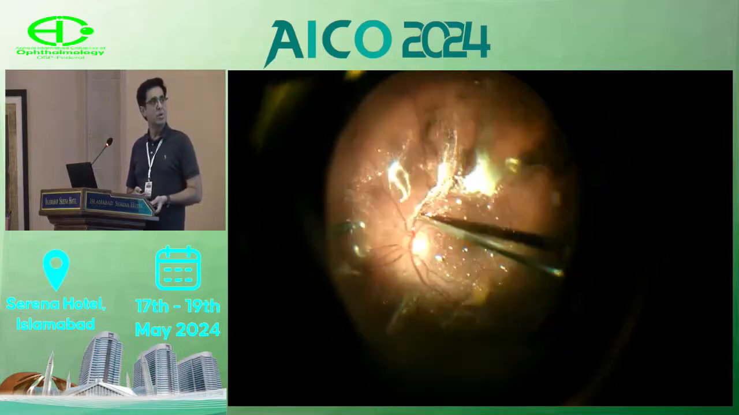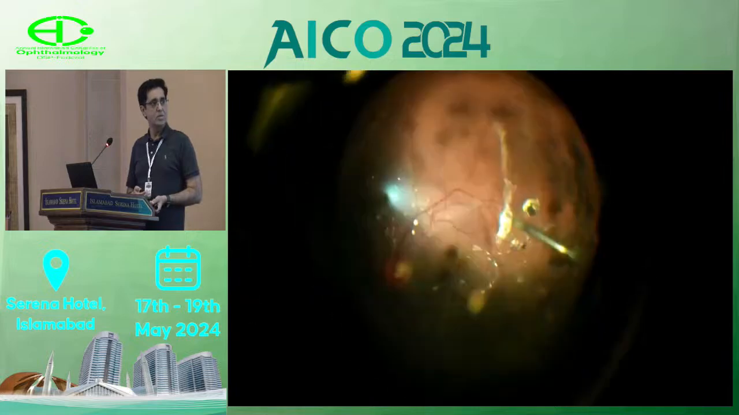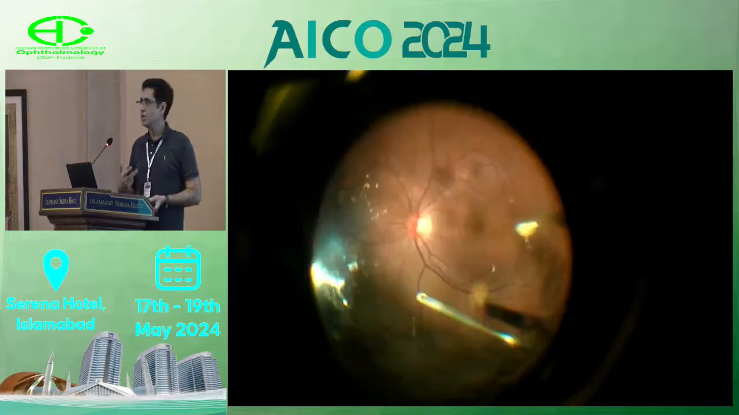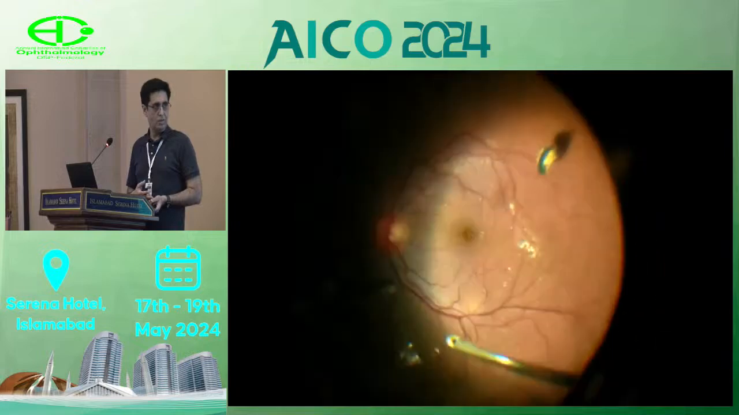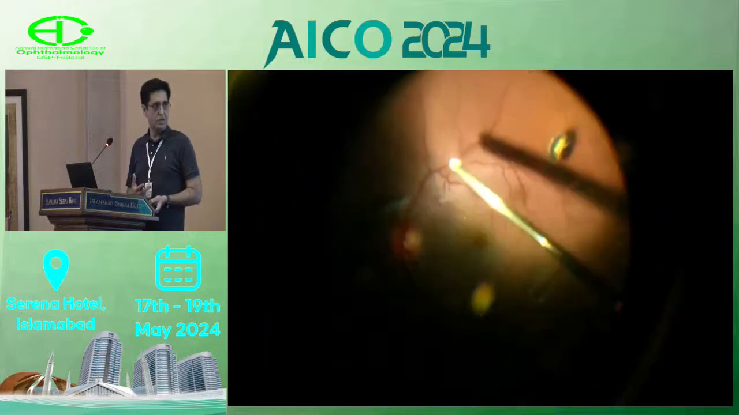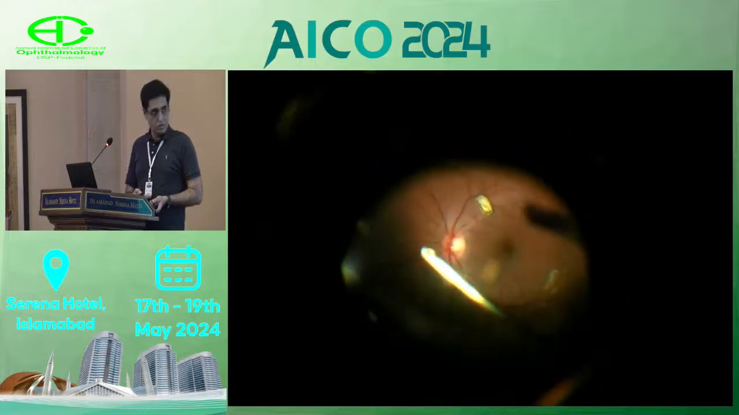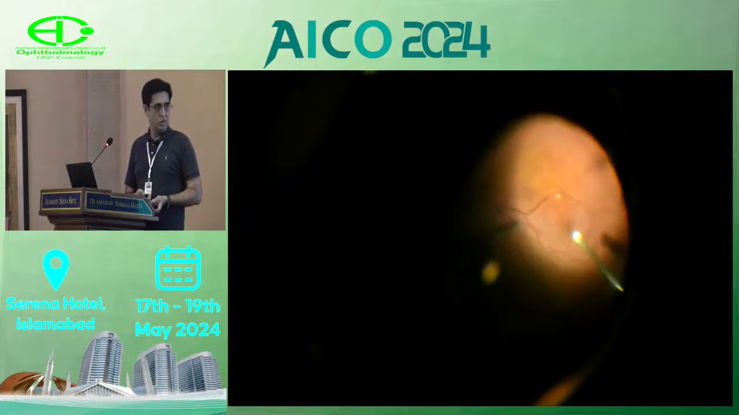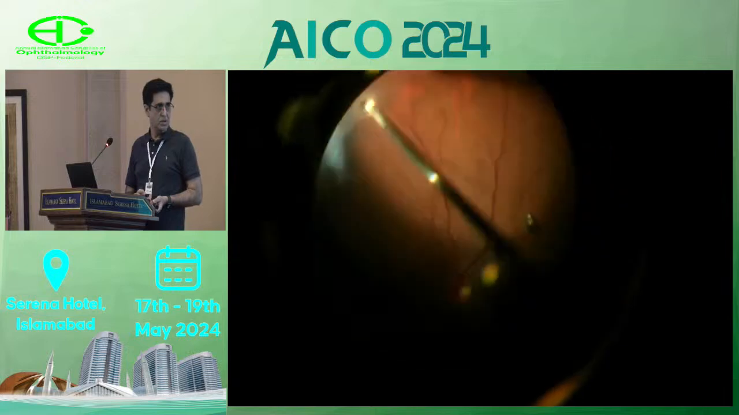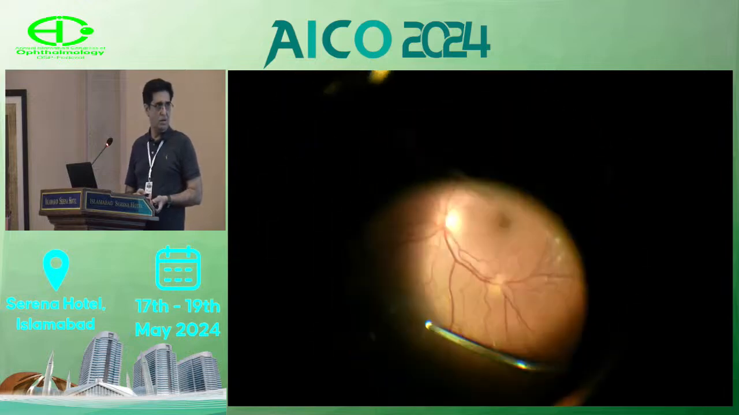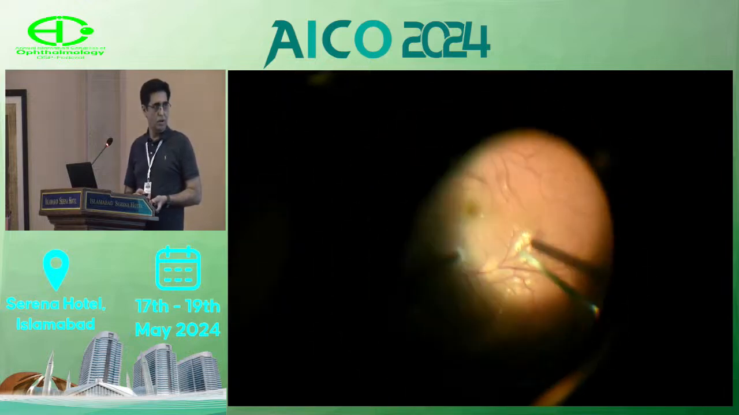There are small ones as well, but this one is the large one. After inducing the PVD, it's always important to do as much vitreous removal as possible, and posterior hyaloid phase detachment is really important in such cases. Once you do that, you hold it with the forceps, and you can remove the foreign body.